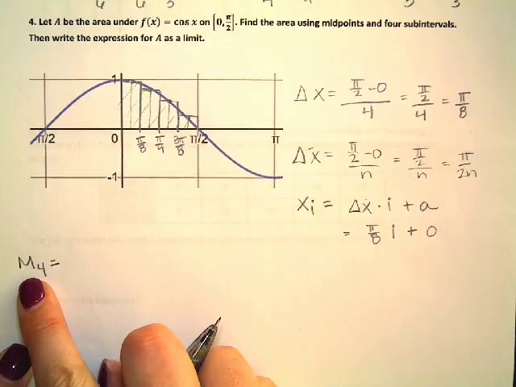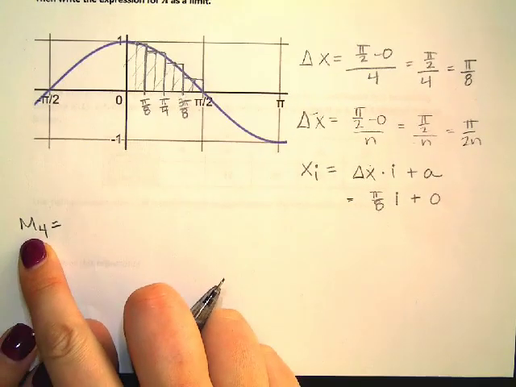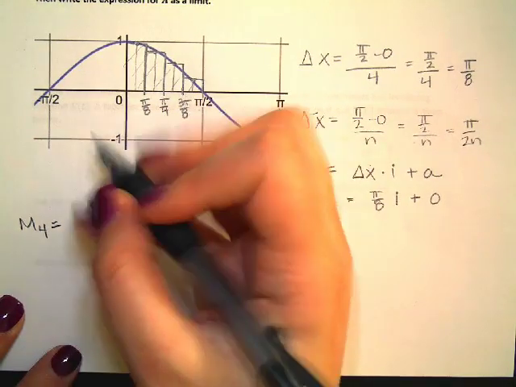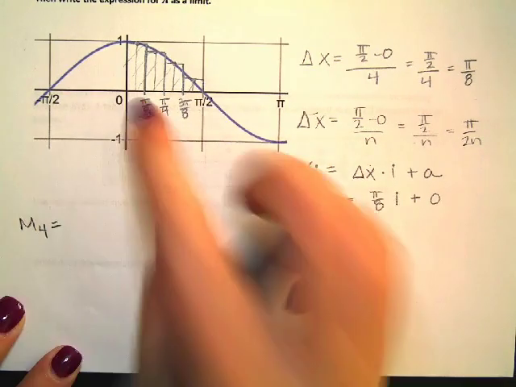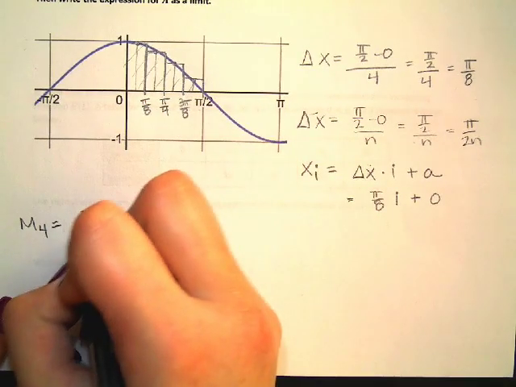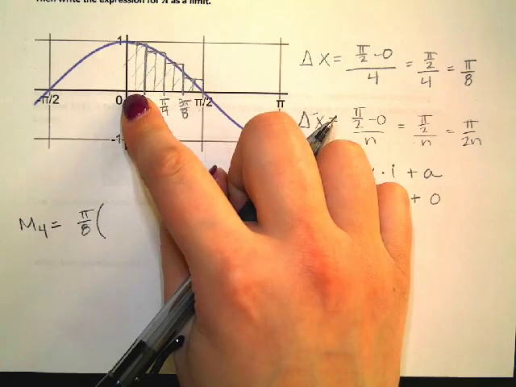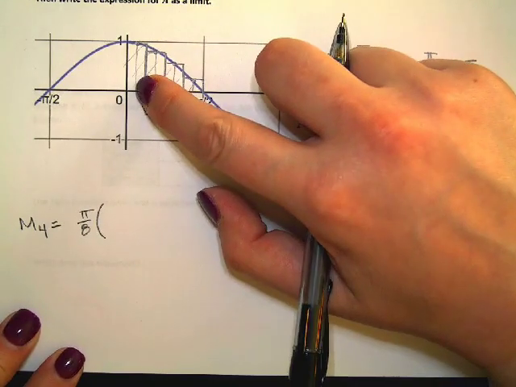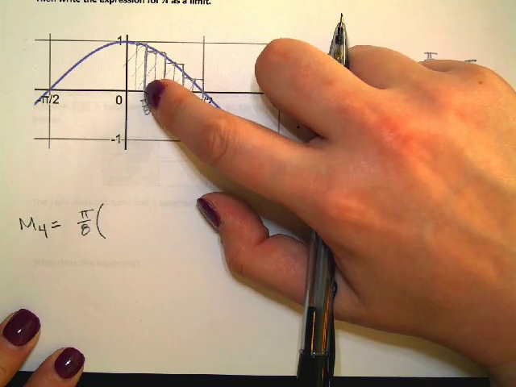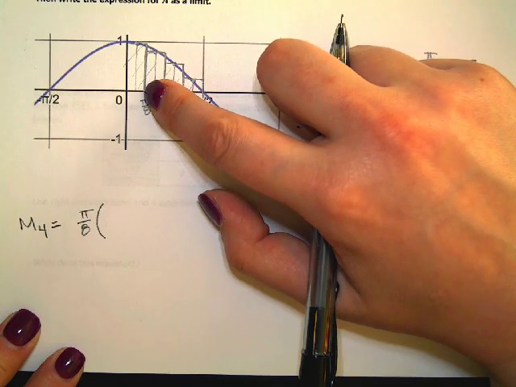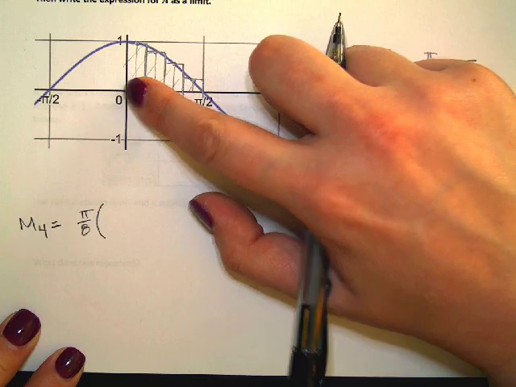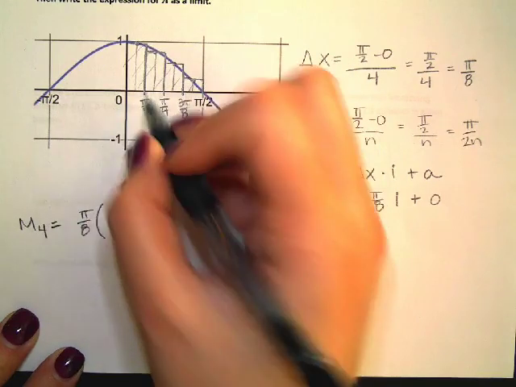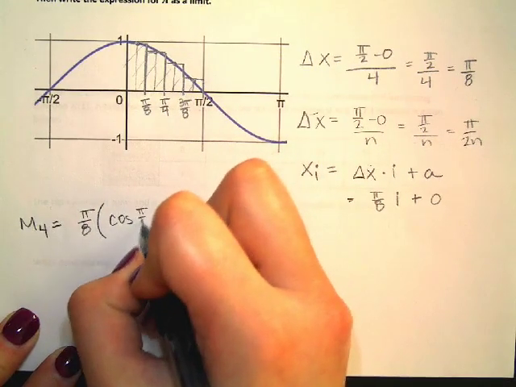So for the midpoint Riemann sum, using 4 rectangles, the width of my rectangle is what? Pi eighths. And the height of my rectangle is going to be the function evaluated at the midpoint. And what's the middle of 0 and pi eighths? Pi sixteenths. The middle of 0 and pi eighths would be pi sixteenths, right? Yeah. So we're going to say the width is pi eighths times cos of pi sixteenths.